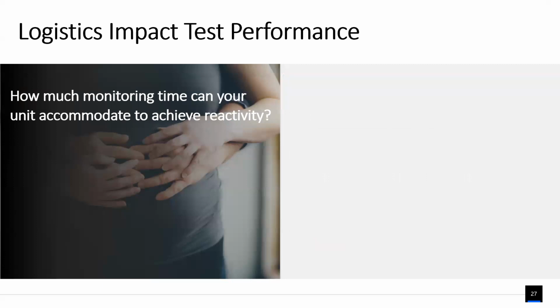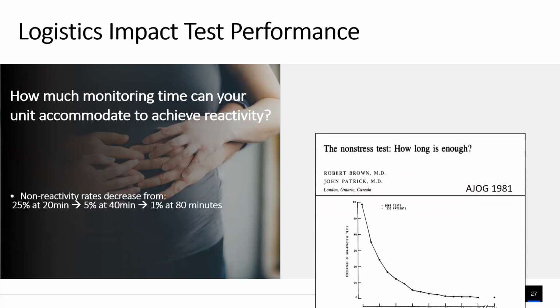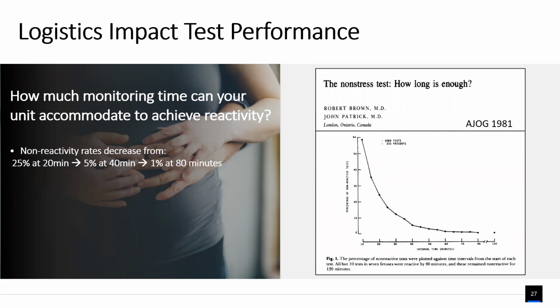In fact, we know that this question about how much time to wait for reactivity, there's some evidence behind it, but even if it's just a logical thing. I don't know how much time any of you use in your clinic in terms of how long you let the staff keep a patient on the monitor to wait for reactivity. But I go to several different sites, and some sites, 30 minutes, sometimes 20 minutes. Rarely it's 40 minutes, definitely not with regularity. And we know that the non-reactivity rates decrease the more time you give the patient to be reactive.